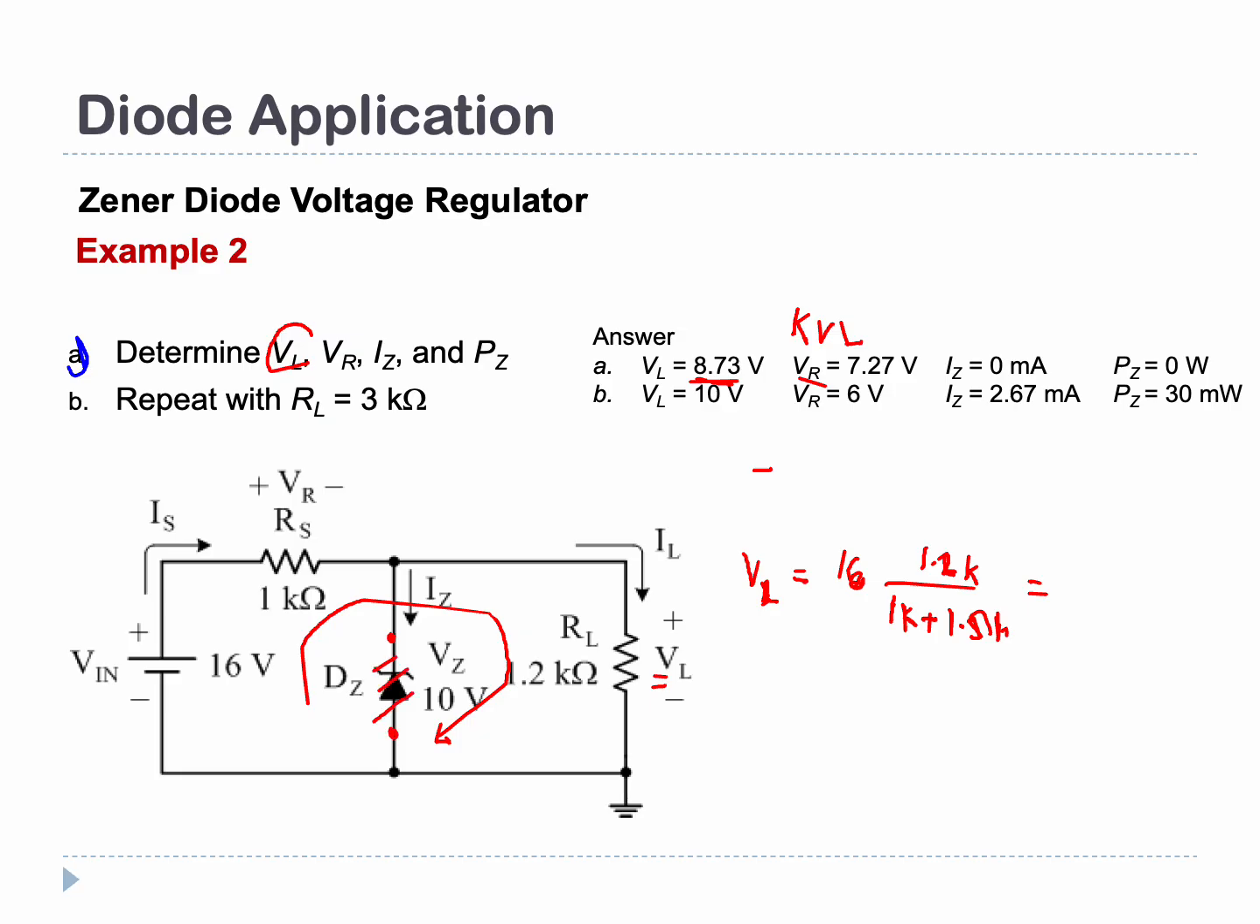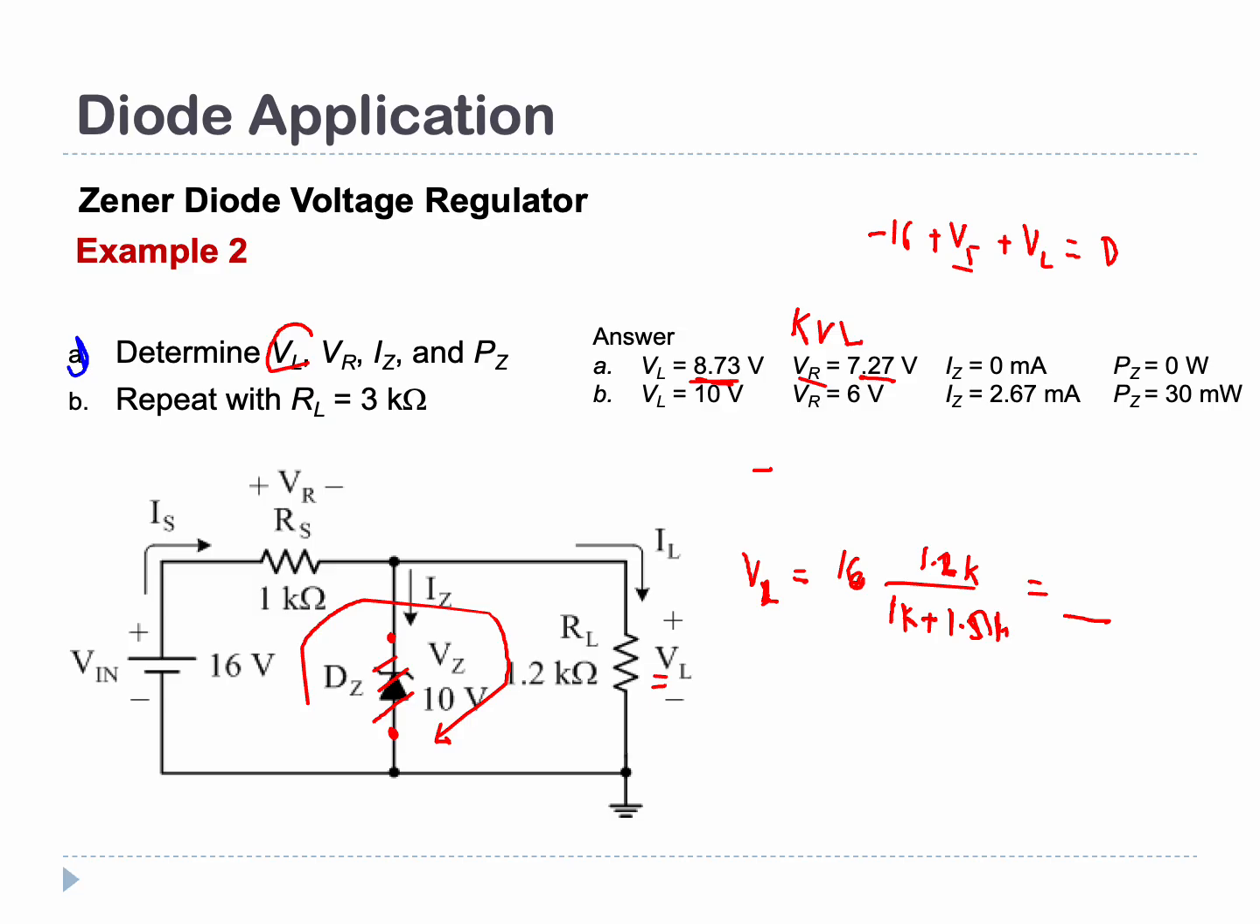If this is an open circuit, you apply the KVL. Your KVL will be negative 16, plus VR, plus VL, equals 0. The value of VL is the one that you have determined earlier. The value of VR is the one that you can get. So you will get VR equals 7.27.